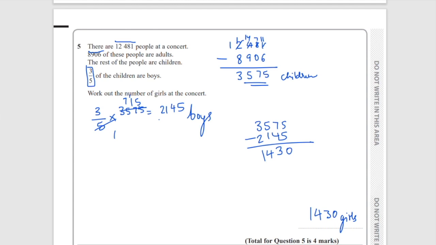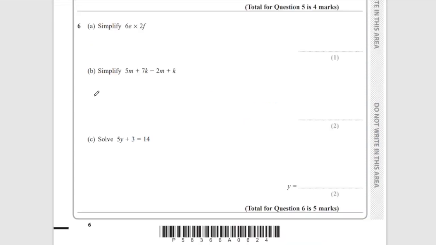Okay, let's move on to next question. So here we see they're asking us to simplify 6e times 2f. We multiply numbers with numbers. 6 times 2 is 12. E times f is ef, so it's 12ef.